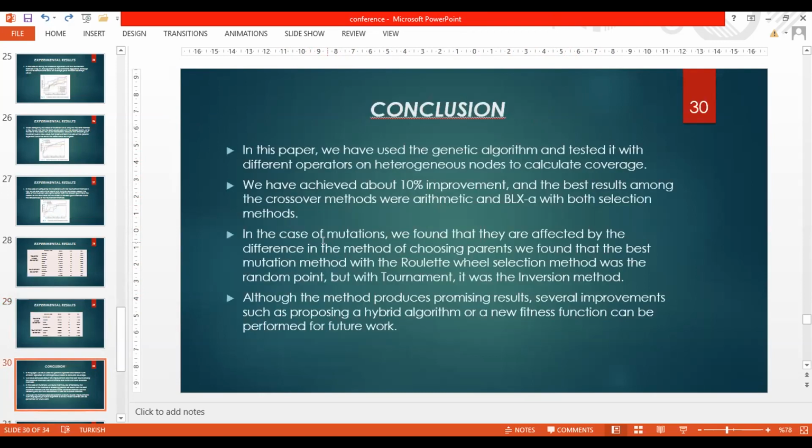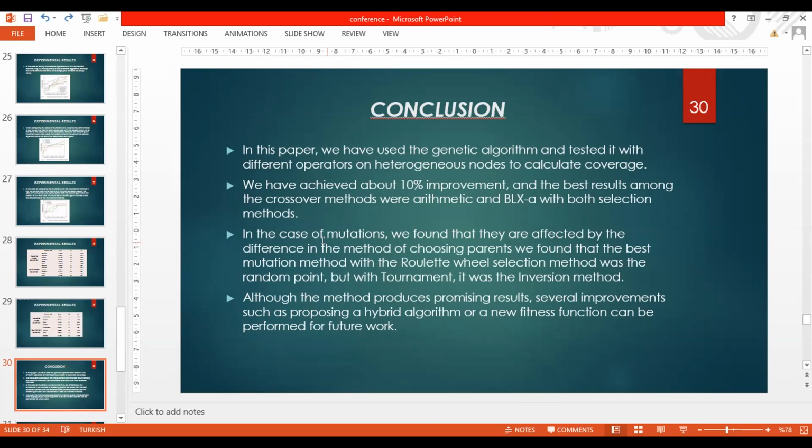Conclusion. In this paper, we used the genetic algorithm and tested it with different operators on heterogeneous nodes to calculate coverage. We achieved about 10% improvement. The best results among the crossover methods were arithmetic and BLX alpha with both selection methods.